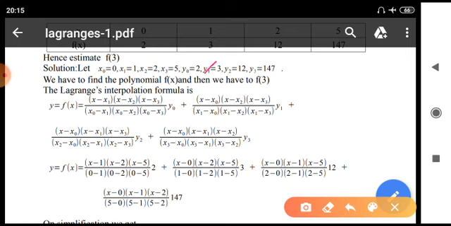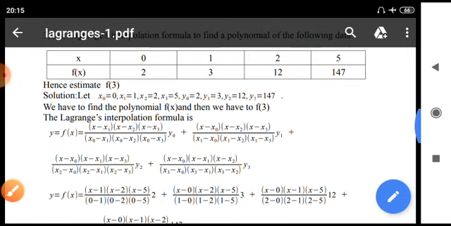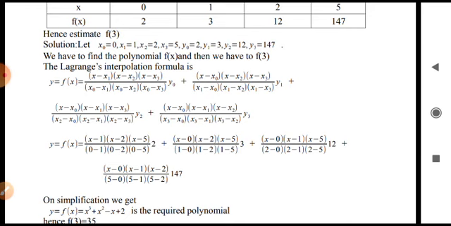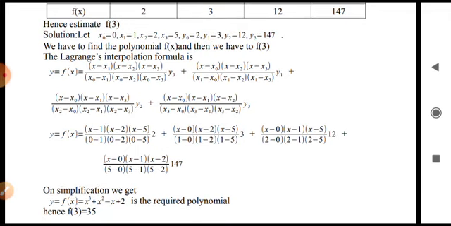3, plus the next term, that is the third term, x minus x0, x minus 0, x minus x1, x minus 1, x minus x3, x minus 5, whole divided by x2 minus x0, 2 minus 0, x2 minus x1, 2 minus 1, x2 minus x3, 2 minus 5, into y2, y2 is 12, plus the last term, that is x minus x0 is x minus 0, x minus x1 is x minus 1, x minus x2 becomes x minus 2, whole divided by x3 minus x0, 5 minus 0, into x3 minus x1, 5 minus 1, into x3 minus x2, 5 minus 2, into y3 value 147.